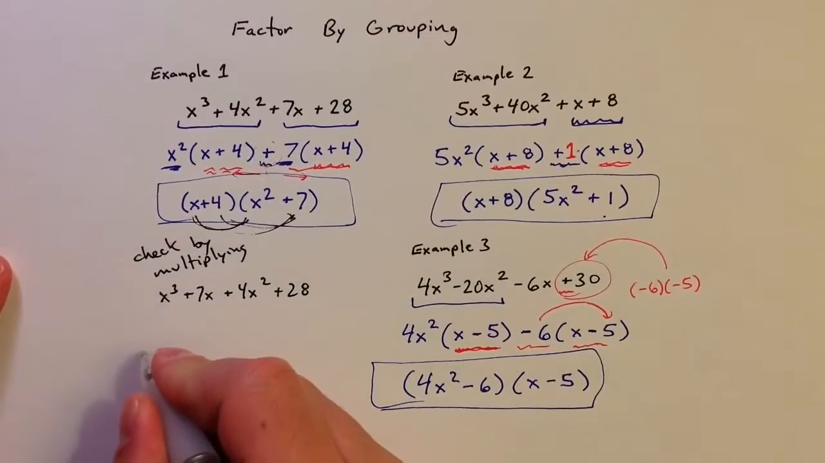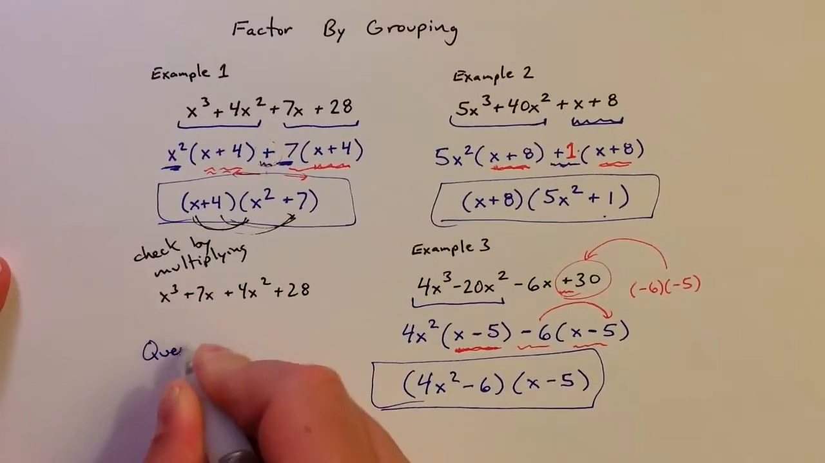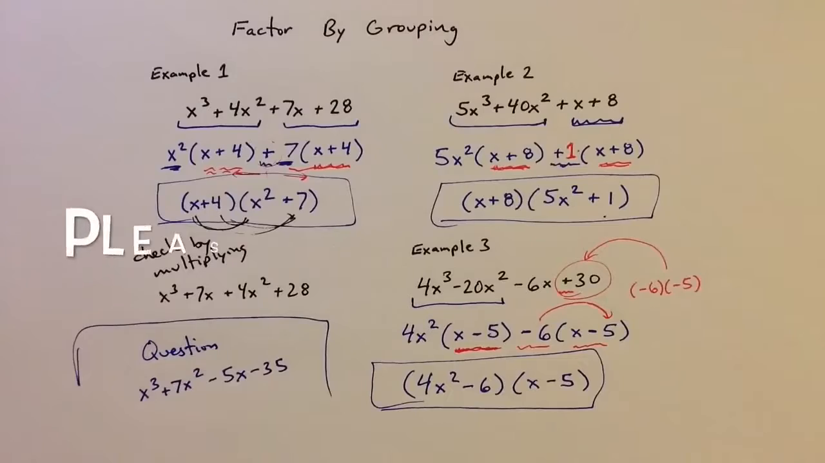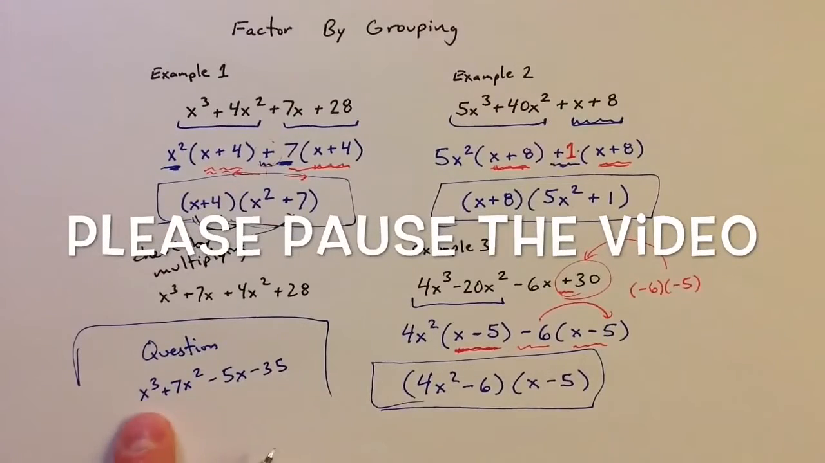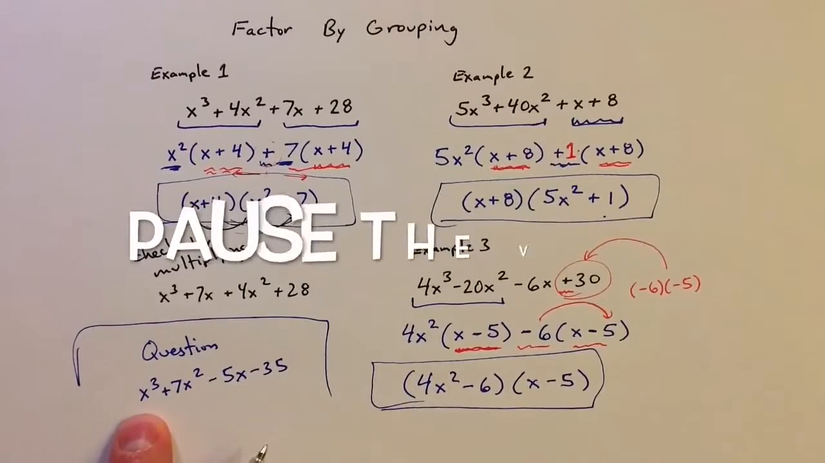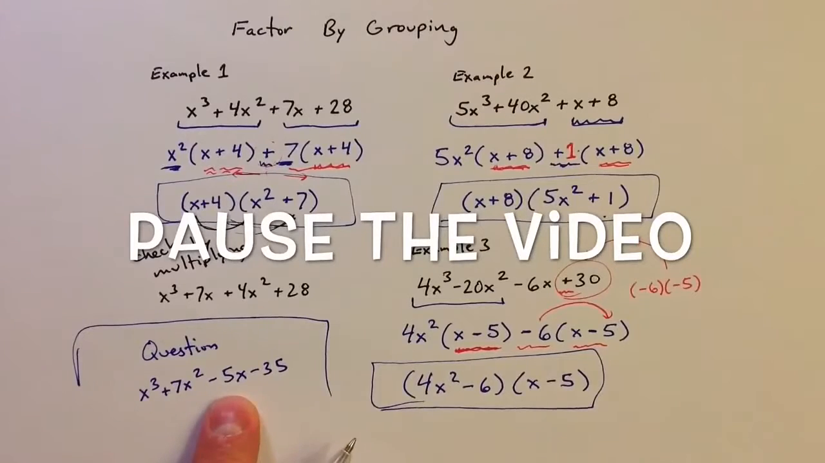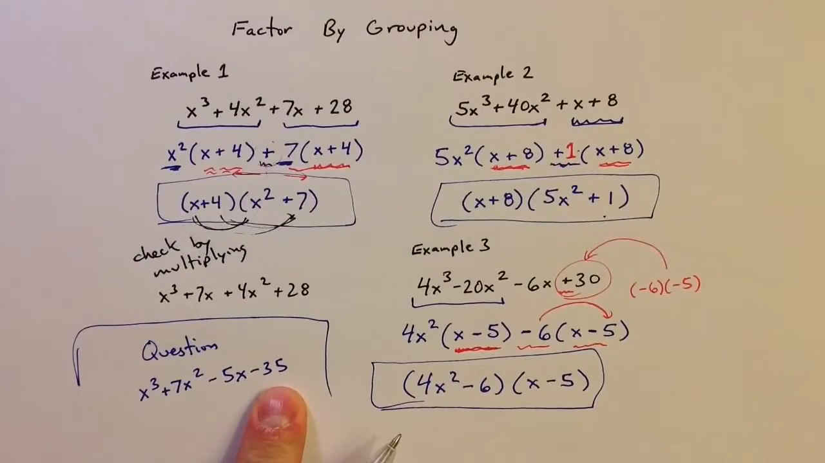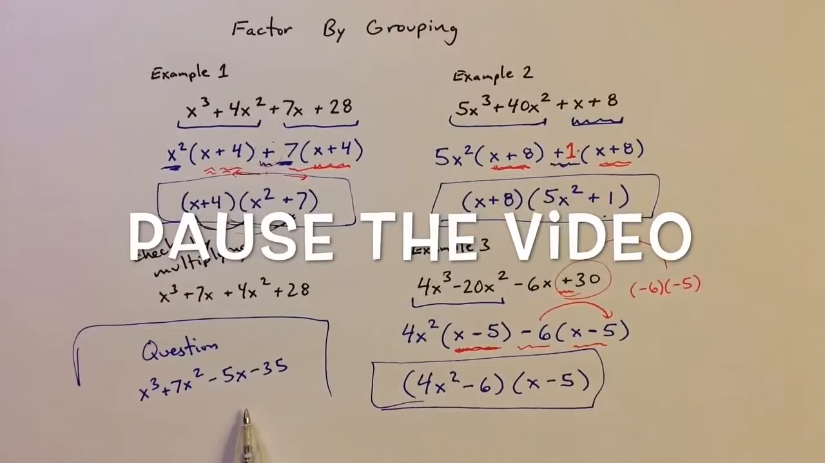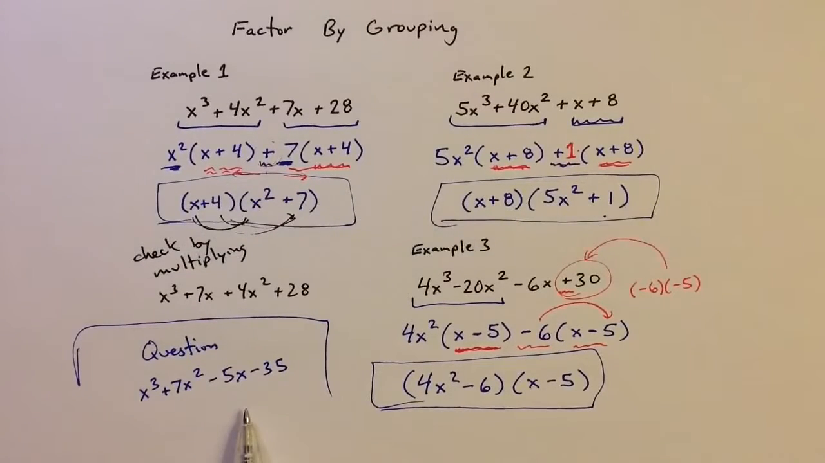Well, I encourage you to pause the video for a moment and work on the following question. Try to factor by grouping the following expression: x cubed plus 7x squared minus 5x minus 35. In just a moment I'll work through the problem, but I encourage you to pause the video for a moment, try to work it out on your own first, and then check your work by watching the end.